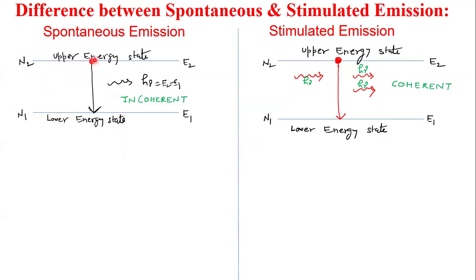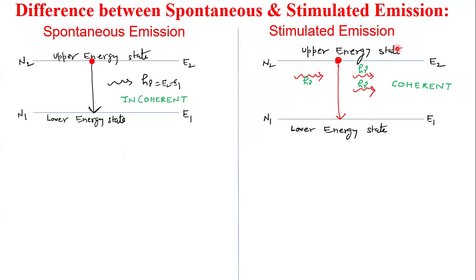So in spontaneous emission, initially atoms or ions are in the excited state or the upper energy state. In any upper energy state, the atom or the ion can stay only for a very short period of time, that is 10 raised to the power minus 8 second. After this time period, it will make a transition to the lower energy state by emitting some radiation. But that radiation will be incoherent radiation, not coherent radiation. So this process is called spontaneous emission.